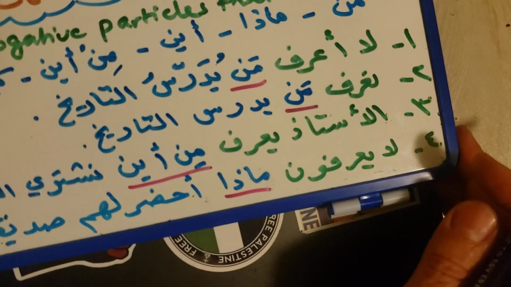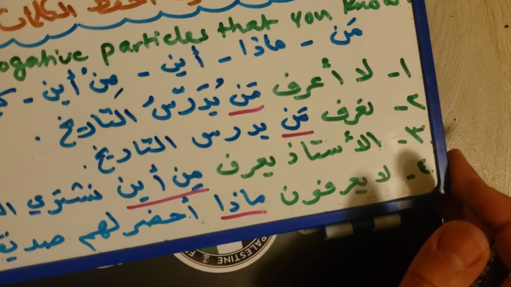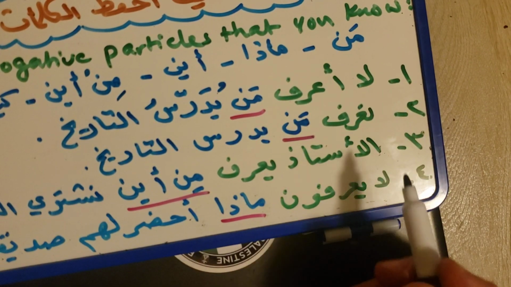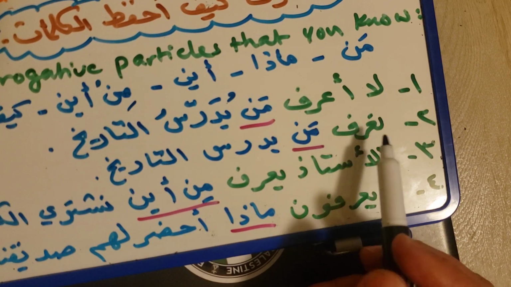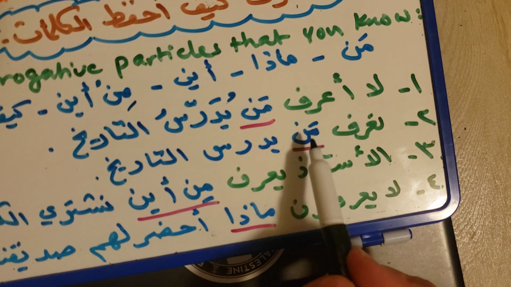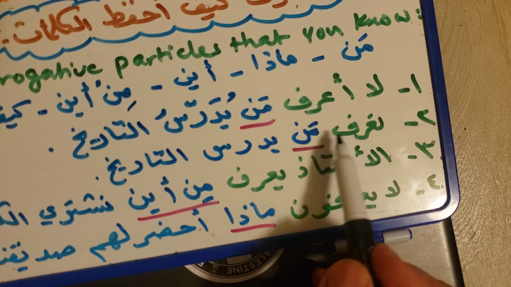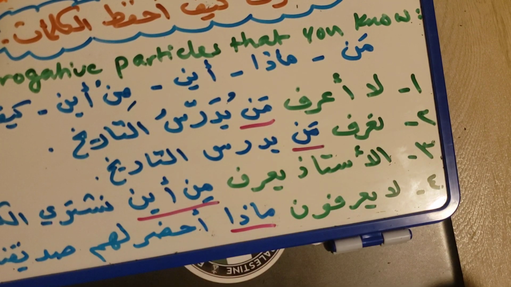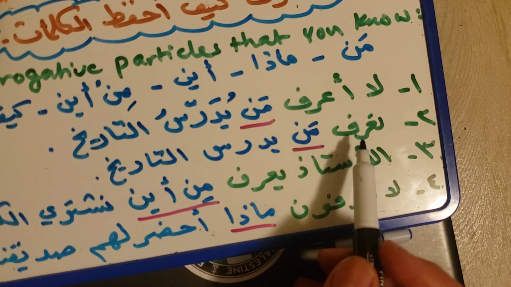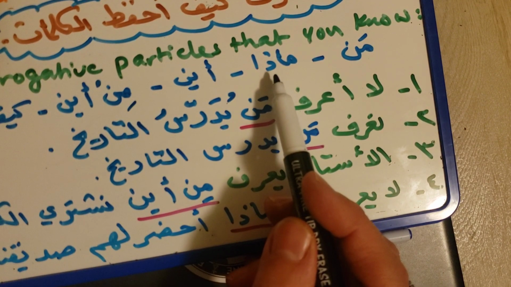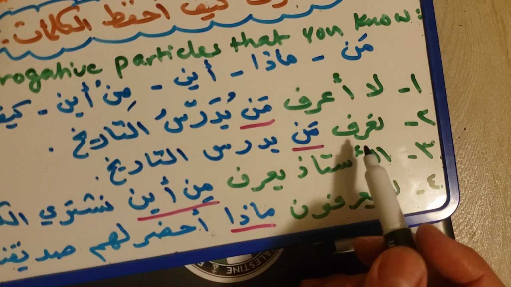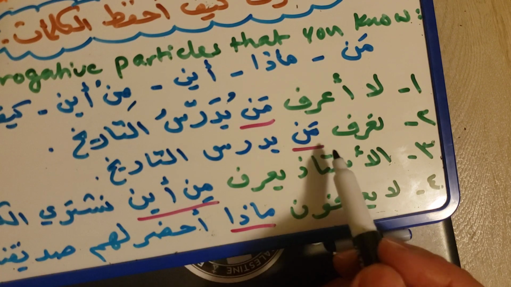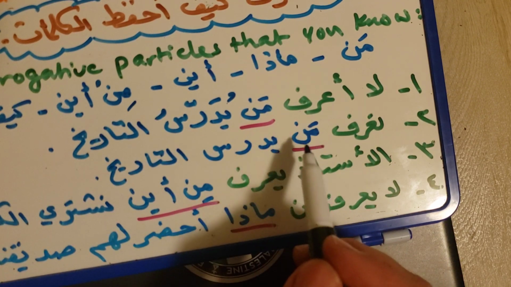Another sentence here, like number 2, it says نعرف. They're not asking you to create a question. They just want you to finish the sentence. It's an affirmative sentence. We know. What do you know? So نعرف. I also used من. We know who. نعرف من يدرس التاريخ. We know who teaches history. I can say نعرف ماذا, مثلا ماذا يعمل أبوك. I know what your father does for a job, for example. So it can be anything, you can put anything.